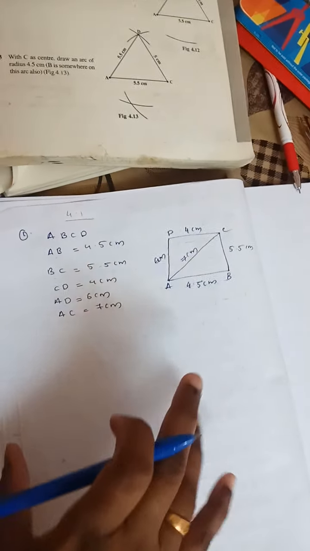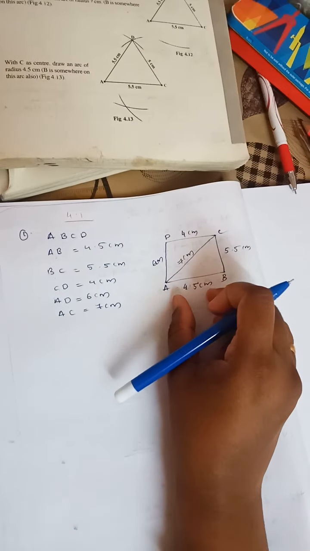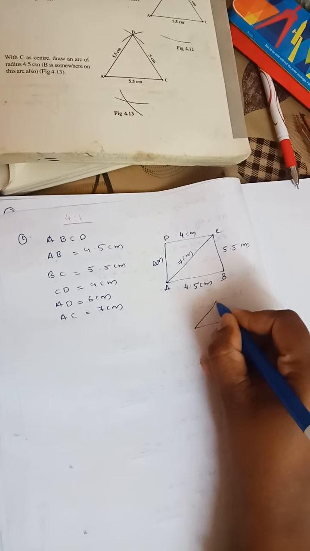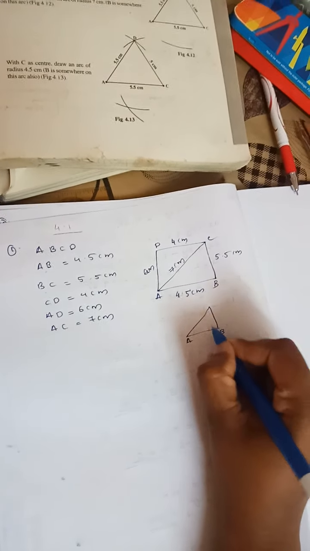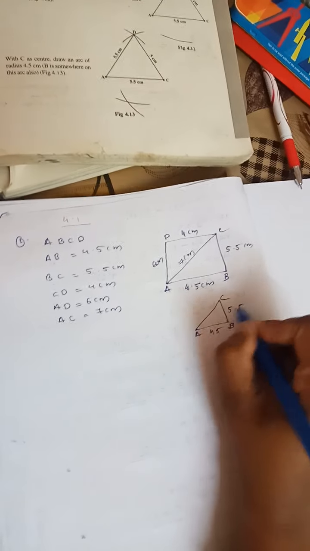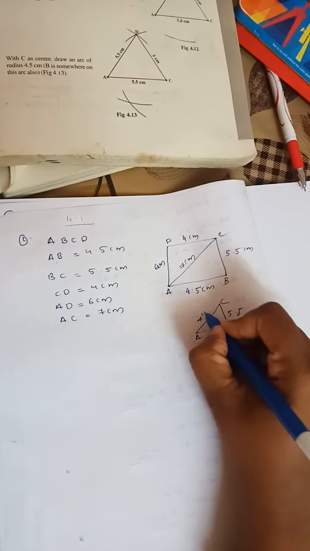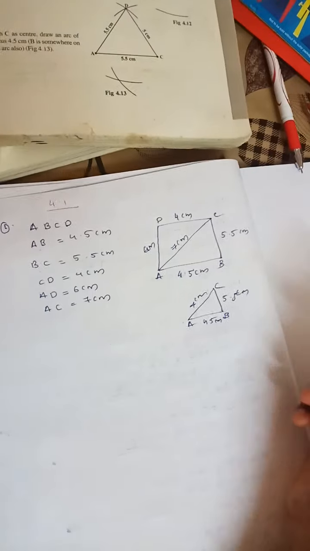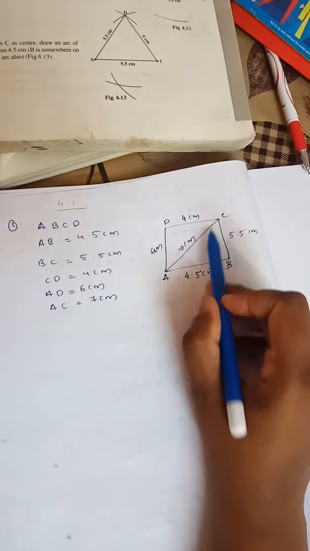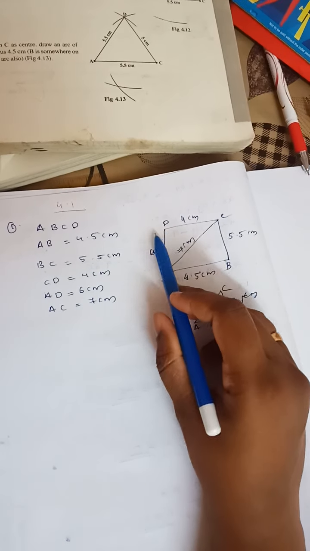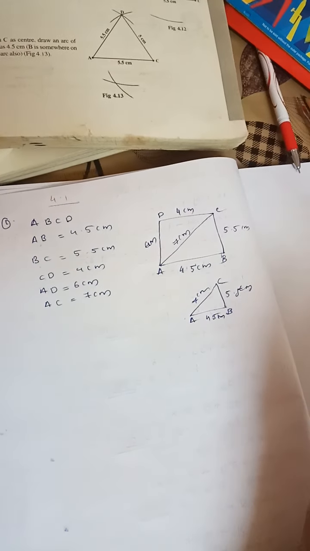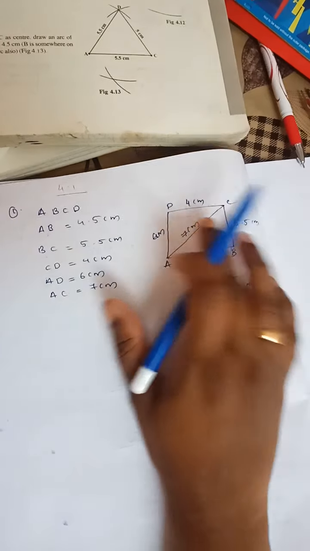Next, we have to take scale and pencil. Then first we can draw a triangle like this, ABC. I am drawing the triangle here. What is AB? 4.5. Here BC is 5.5 and AC is 7 centimeter. So by using all these measurements, first I am drawing the triangle ABC. After that we can draw the point D, then join AD and CD, and you will get the required quadrilateral. So now I am showing you how to draw this triangle and quadrilateral.